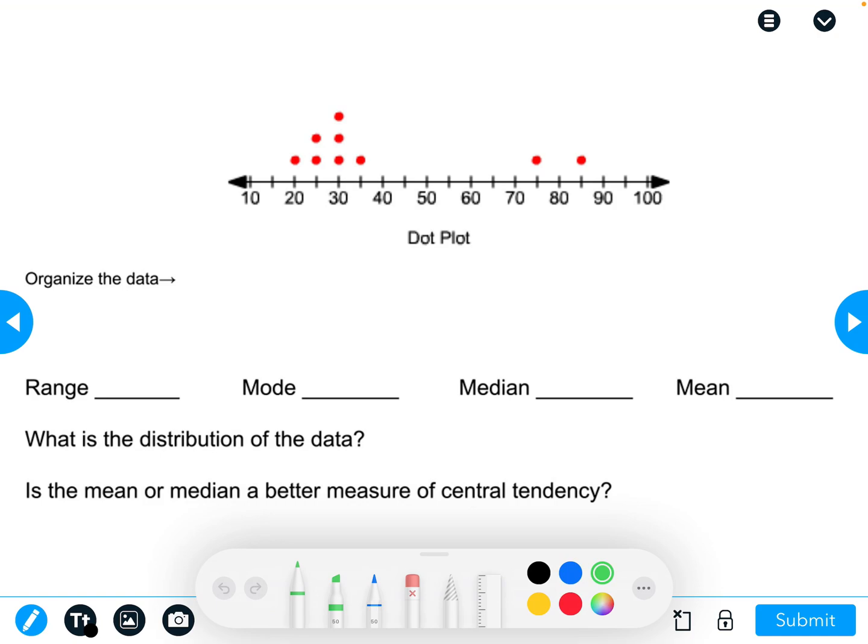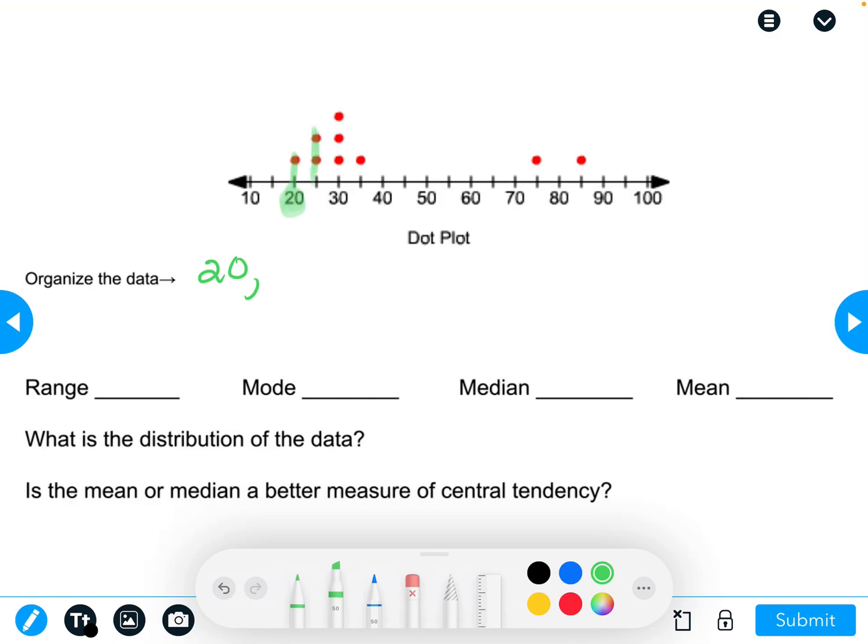So let's practice that a little bit. So here we have a line plot. Remember that on a line plot, each dot represents one piece of data. And just to review, getting the data off of here, I'm going to look right at my number line, and I have one dot at 20, so I can list 20 as my first piece of data.